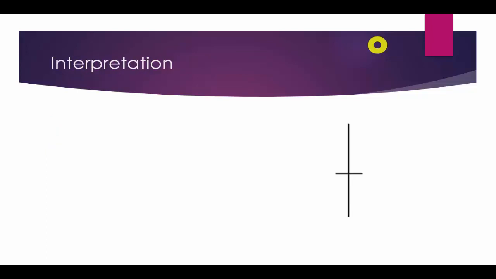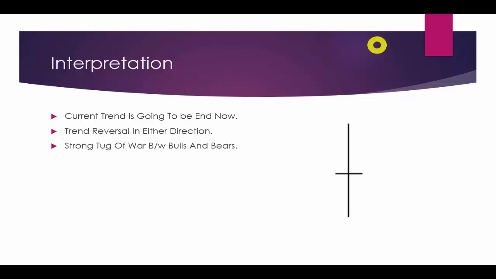Its interpretation is simple. The current trend is going to end now, and it works in either direction, both bearish and bullish, and it shows us a strong tug of war between buyers and sellers. And always remember, we will trade with a proper stop loss and a minimum 1:1 risk to reward ratio.